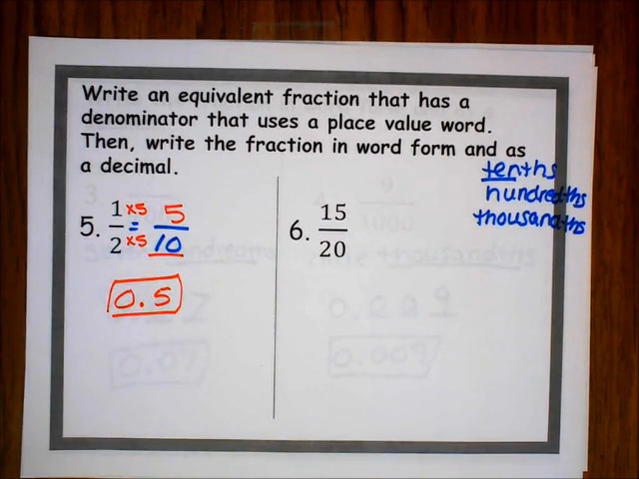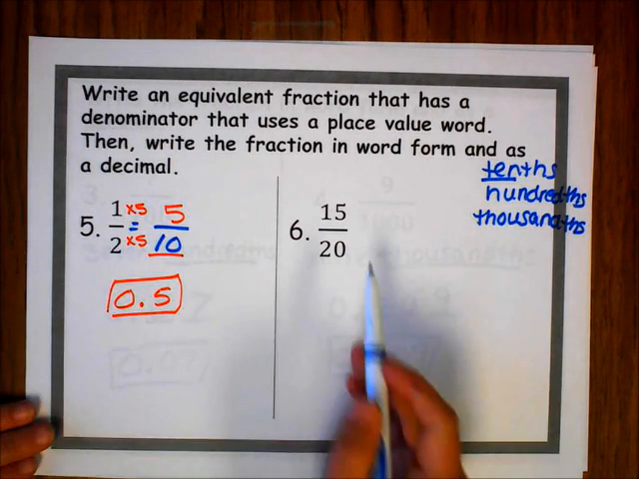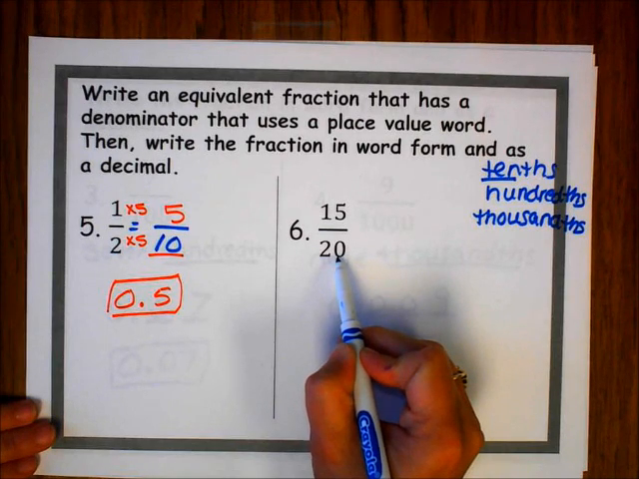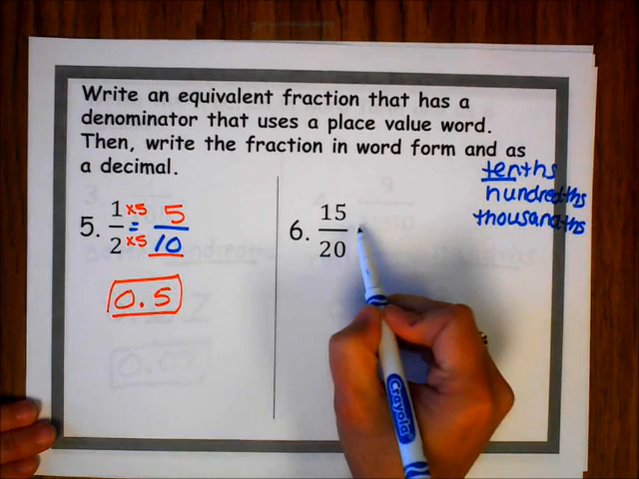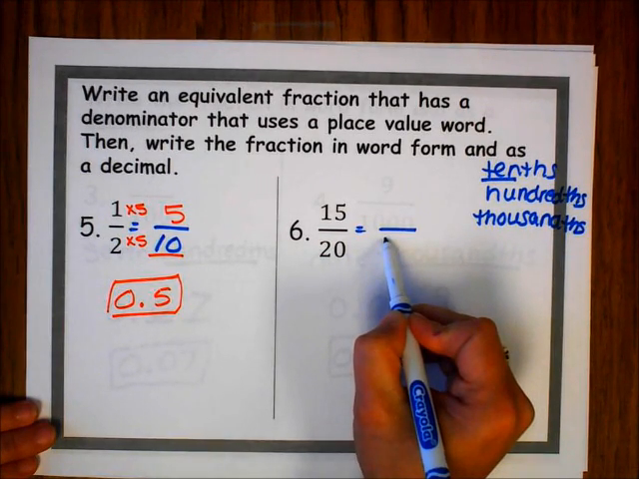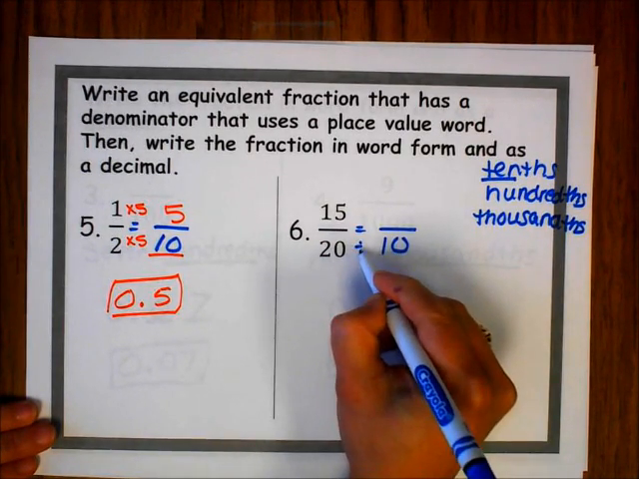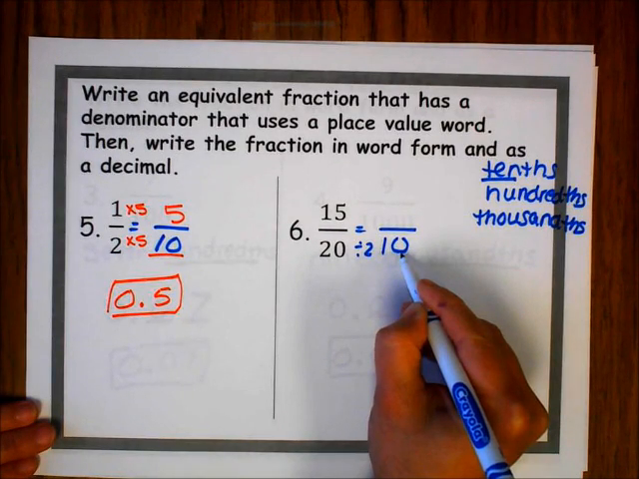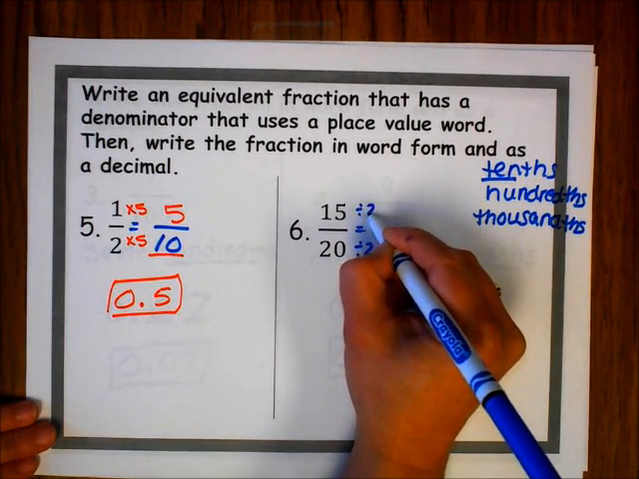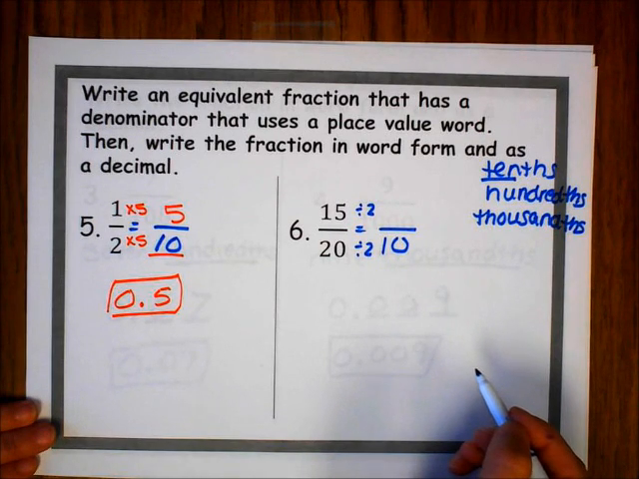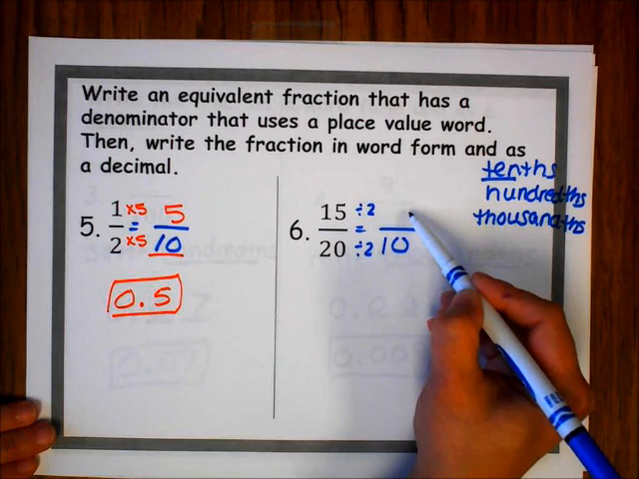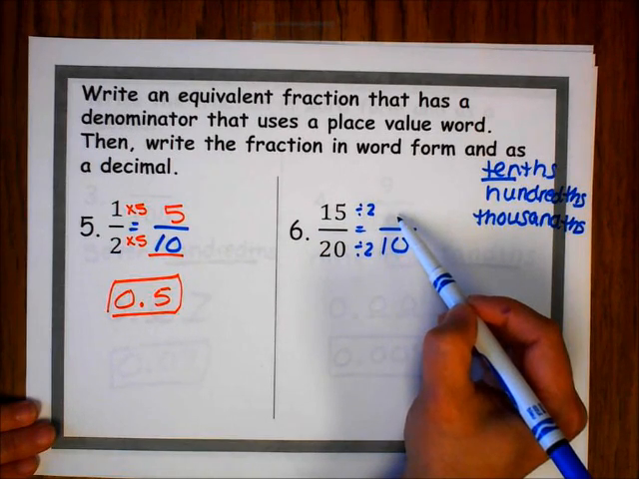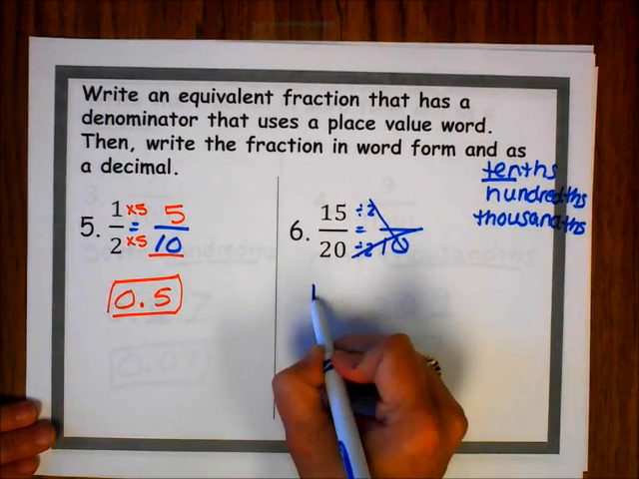So let's look at number 6. I have 15/20. I need to see if I can change the denominator of 20 into 10, 100, or thousandths. I know that if I divide by 2, I can get from 20 to 10. But notice, if I try to divide the numerator by 2, I'm not going to get an even number. I'm going to have a remainder. I cannot have a remainder, so that is not going to work.